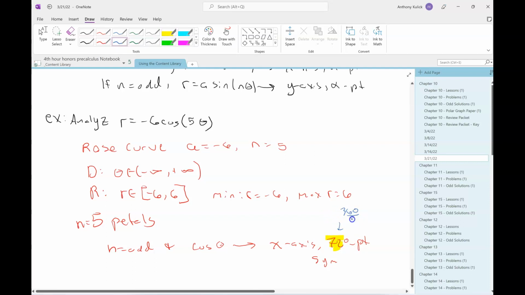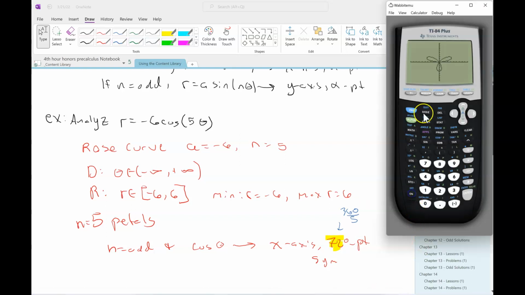Just 360 divided by 5, 5 being the number of petals. So that's like all we did. We just used the information from our table and just kind of copied it in there.